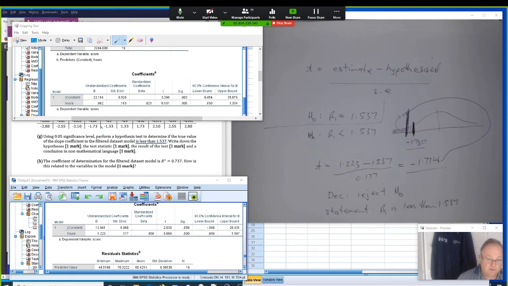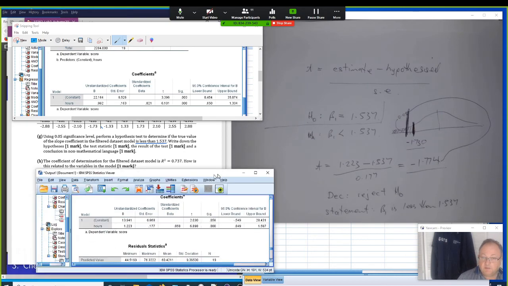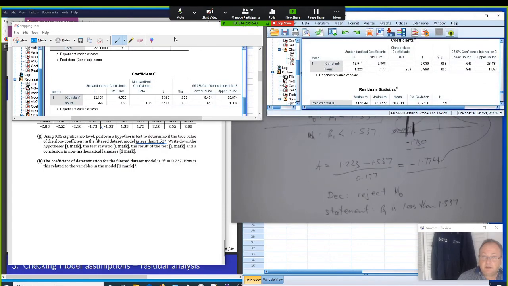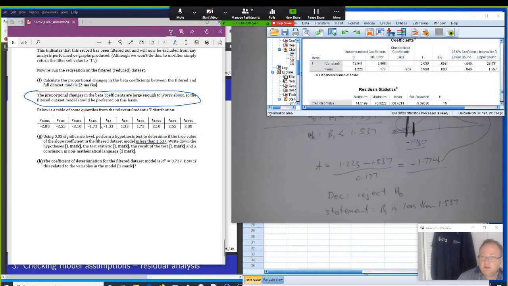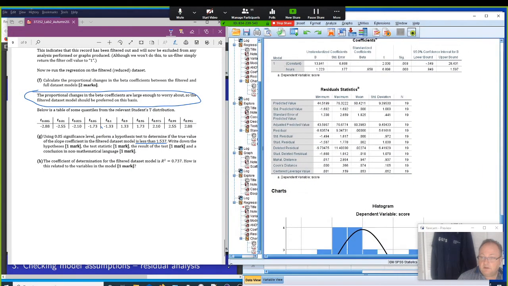So the coefficient of determination of the filtered data set. I'm just going to pop this back up and grow it again, pop this one away, and bring this up for us to see. And where's our R2?